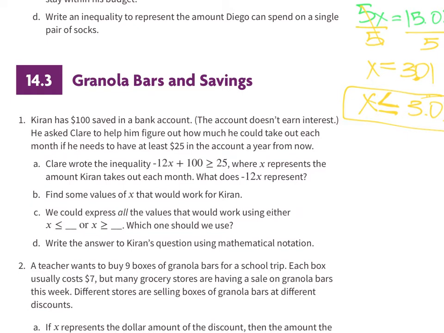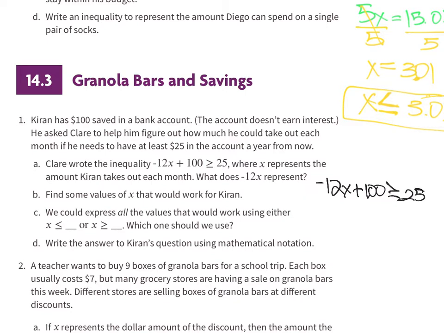Find some values that would work for Kieran. Well, you could take out $1. You could take out $2, $3, $4, $5. 5 would work. 6 would barely work. Okay, so what am I doing here? I'm just solving pretty much. So negative 12x plus 100 is greater than or equal to 25.